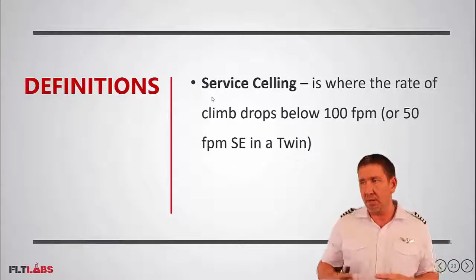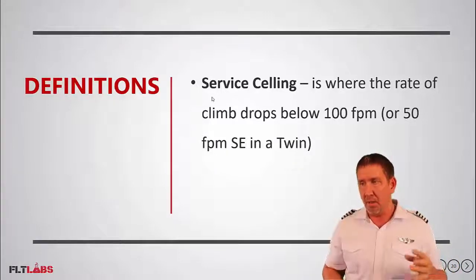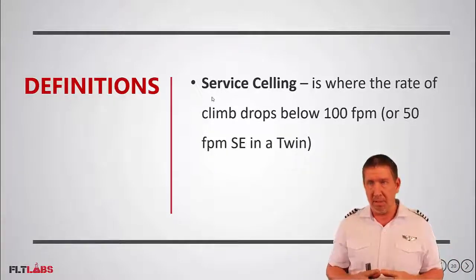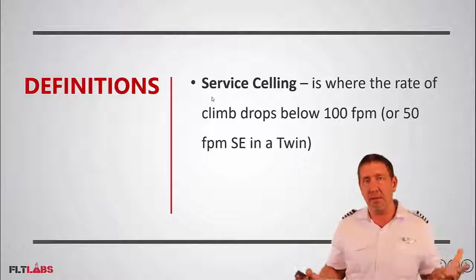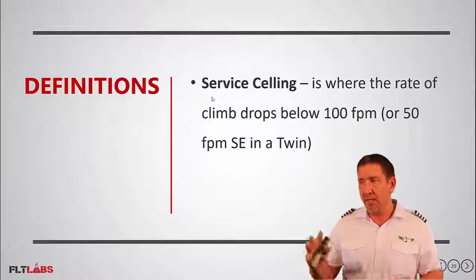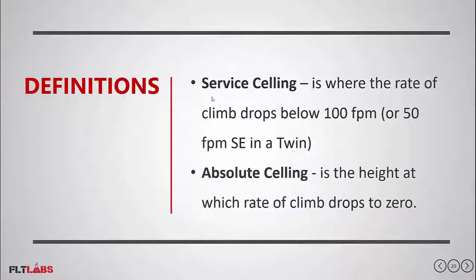Service ceiling is where the rate of climb drops below 100 feet per minute in a single engine airplane. So we're at the service ceiling when we're climbing up and we can't maintain 100 feet a minute. That's our service ceiling. It's 50 feet per minute single engine in a twin. Absolute ceiling is the height at which the rate of climb drops to zero.